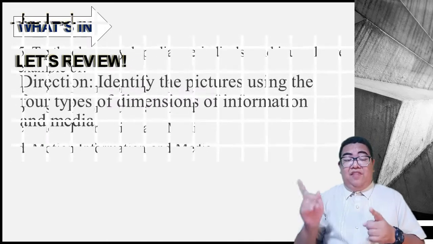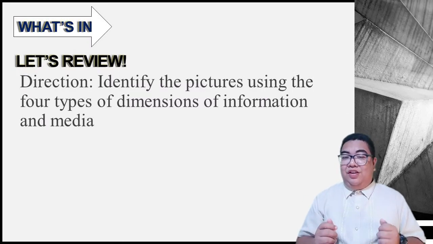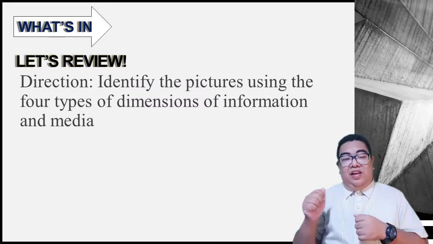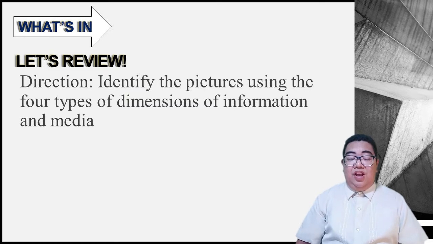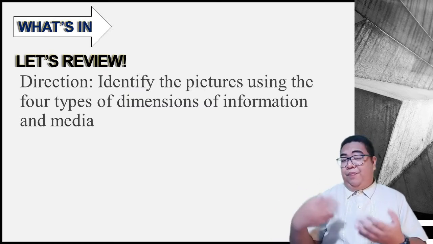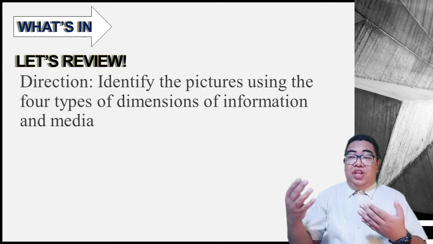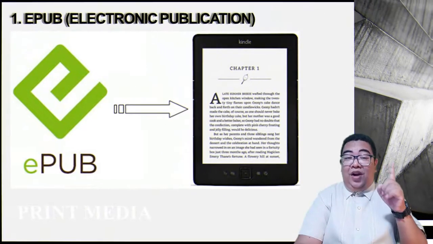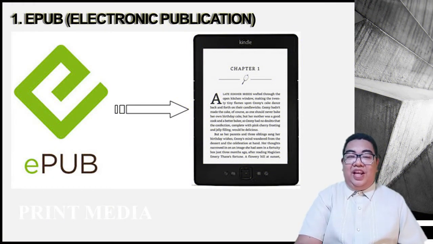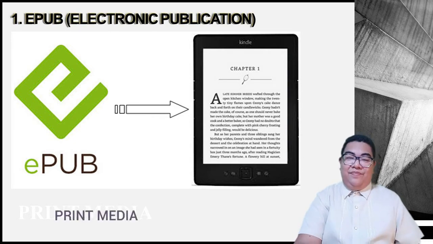For this time, let's have a review of our previous lesson. Identify the picture using the 4 types of dimension of information and media. So you can answer whether it's a print media, text media, digital media, or audio media. Okay, let's have number 1, EPUB or electronic publication. What do you think is this? Okay, the answer is print media.